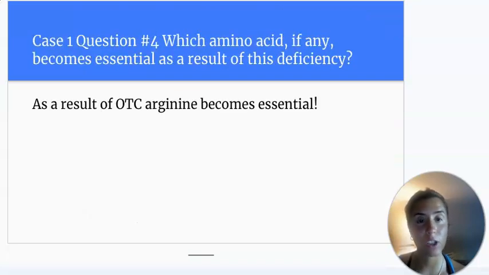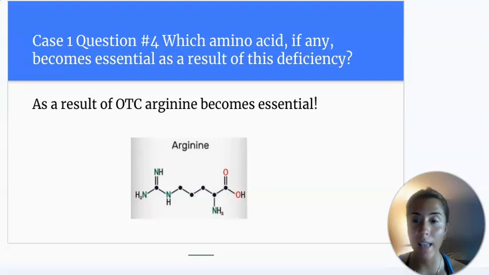Lastly, the fourth question asks, which amino acid, if any, becomes essential as a result of this deficiency? As a result of the OTC deficiency, arginine becomes essential in this case. In the urea cycle, arginine is normally synthesized and required for protein synthesis and plays a role as a precursor for nitric oxide and varying metabolic processes.